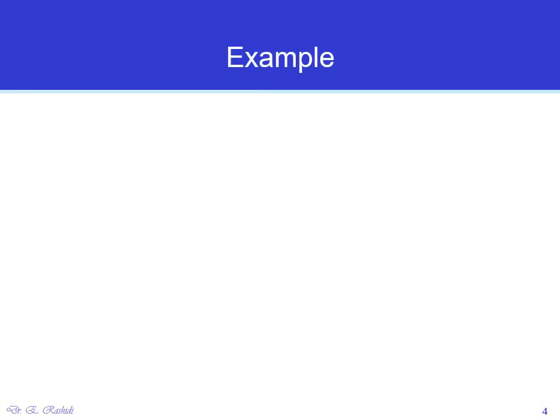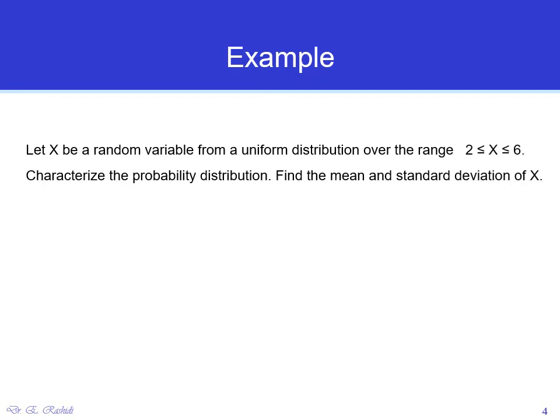Let's see an example for uniform distribution. Suppose x is a random variable that follows a uniform distribution over the range between 2 and 6. Characterize the probability distribution and also find the mean and standard deviation of x. So here we have the values of a and b. A is 2 and b is 6. Based on this, we can find the probability density function, which is 1 over 6 minus 2.